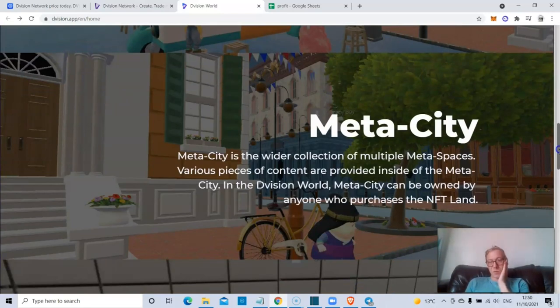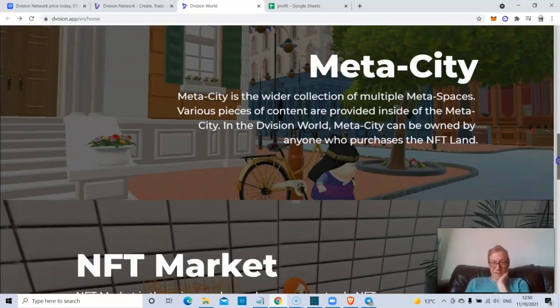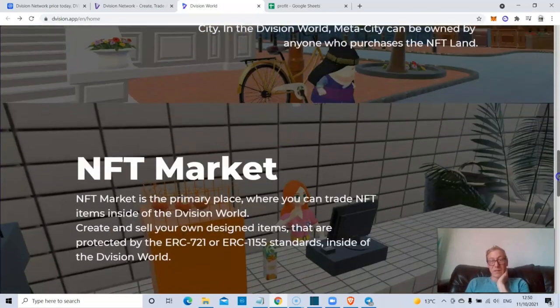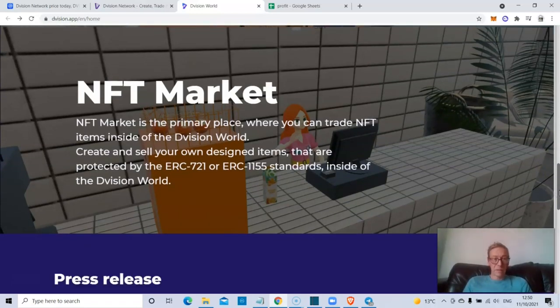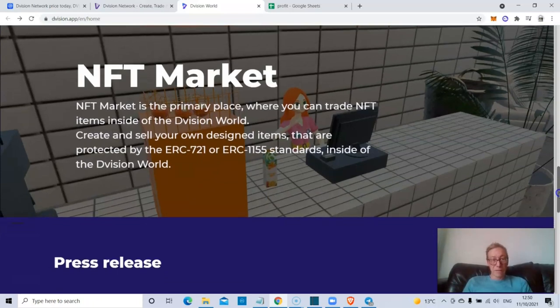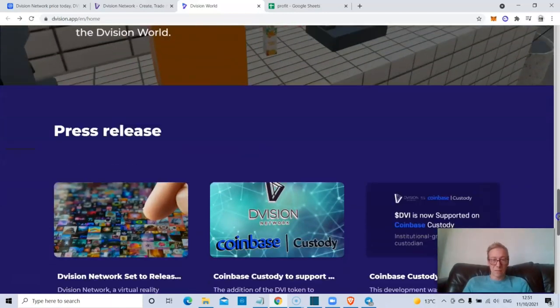MetaCity is the wider collection of multiple meta spaces. Various pieces of content are provided inside of the MetaCity. In the Dvision world, MetaCity can be owned by anyone who purchases the NFT land. NFT land we have seen go for crazy sums of money across the last 12 months, whether it's been Decentraland, or I think Network was one that happened recently as well, and that went for pretty good sums of money. You can create and sell your own designed items that are protected by the ERC 721 or 1155 standards.